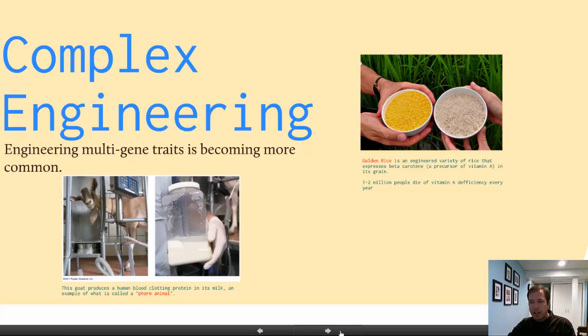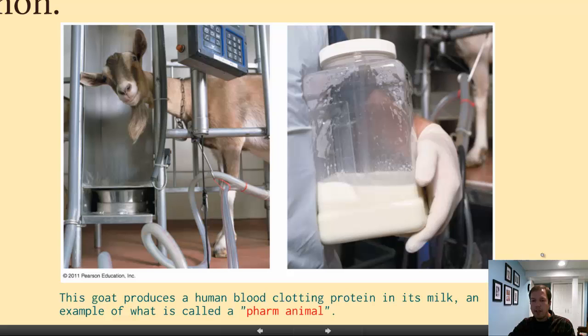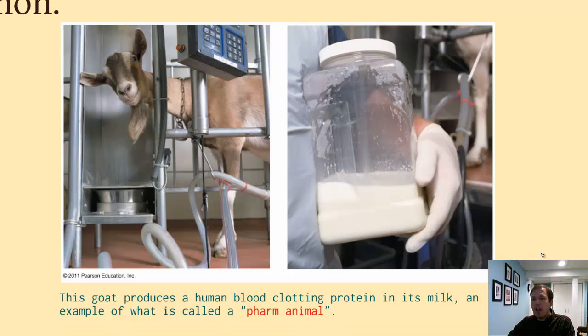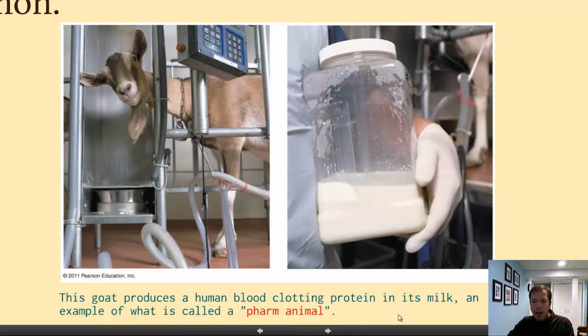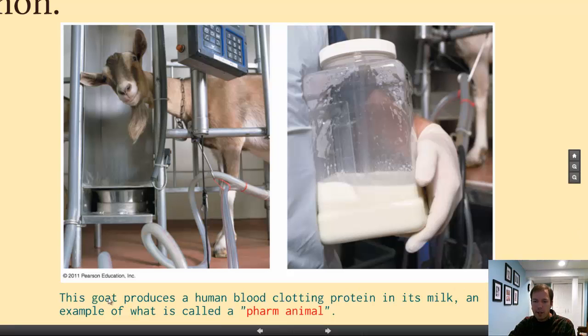Some other examples of genetic engineering. One of these is the idea of a farm animal. In this case, we are inserting genes into animals to get the animals to produce something that we want. So if, for example, someone has hemophilia and doesn't have the protein for blood clotting, it would be beneficial to get that particular protein into people in an easy way. And so one thing that we can do is to insert that gene into the goat.